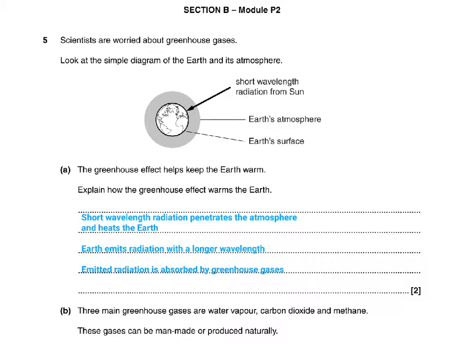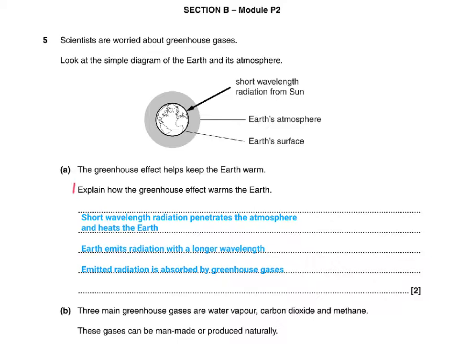Scientists are worried about greenhouse gases. Look at the simple diagram of the Earth and its atmosphere. There's a good clue here showing you what you need to be talking about. Just here it's talking about the wavelength, the short wavelength radiation from the Sun. We've got the Earth's atmosphere and we've got the Earth's surface. The greenhouse effect helps keep the Earth warm. Explain how the greenhouse effect warms the Earth.